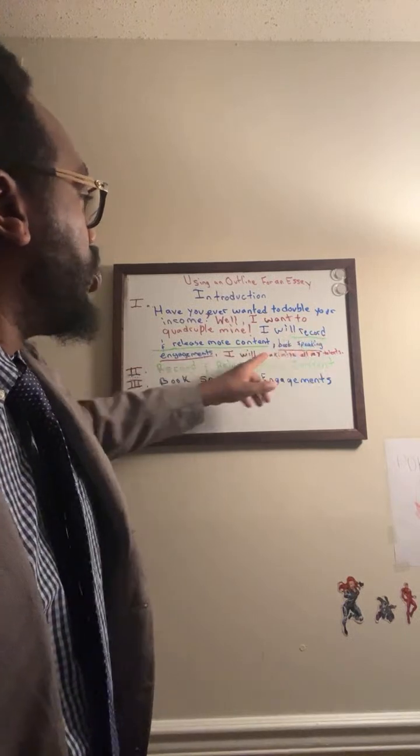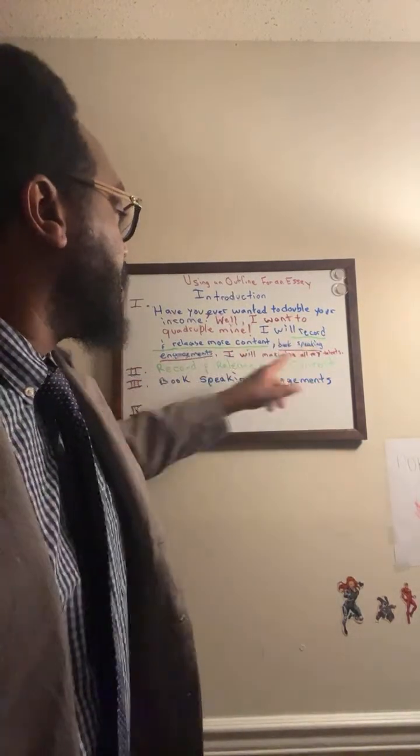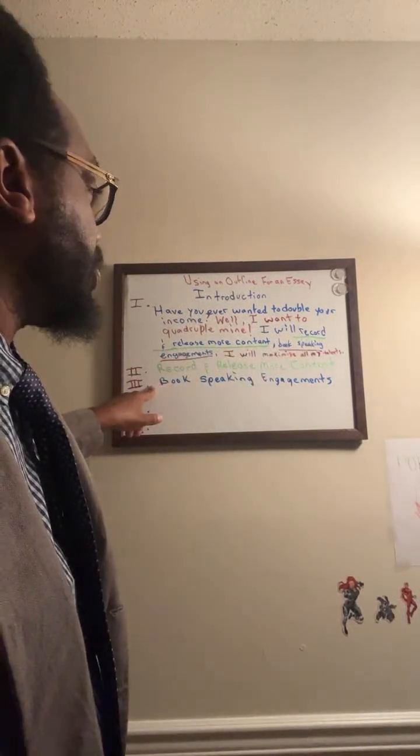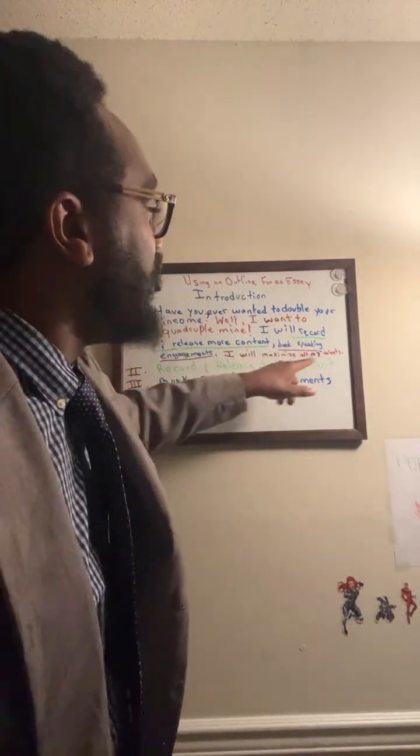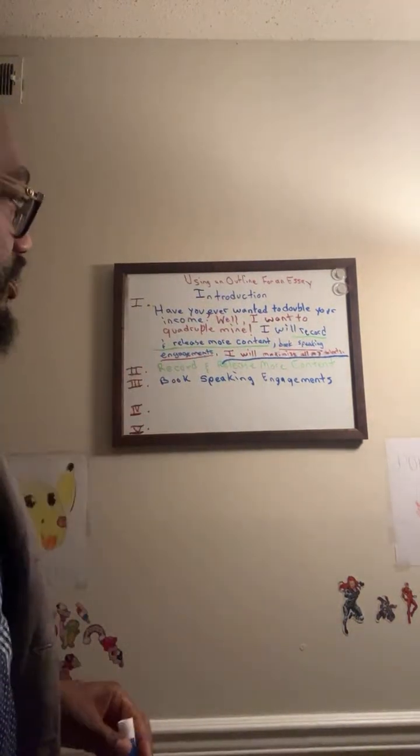If I will record and release more content goes beside Roman numeral number 2, and book speaking engagements goes beside Roman numeral number 3, tell me, where does I will maximize all my talents go? Where does this go? Beside which Roman numeral? And these are my subtopics, okay?